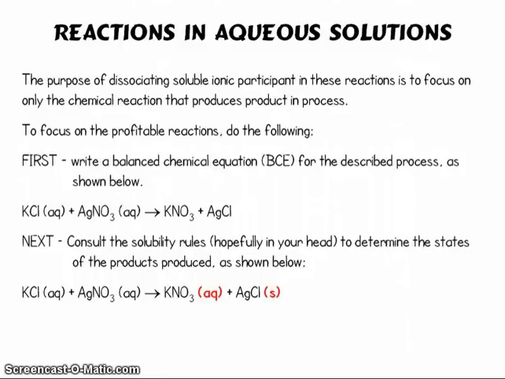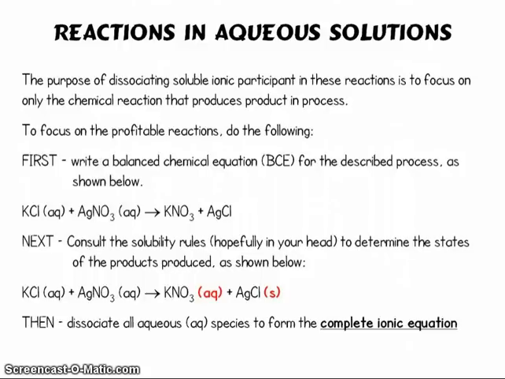Well, the solubility rules say that all nitrates or all group 1A cation compounds are soluble. So either way, potassium nitrate is aqueous. Silver chloride, however, is a halide compound, and halide compounds are soluble except with silver, lead(II), and mercury(I). So silver chloride then is solid.